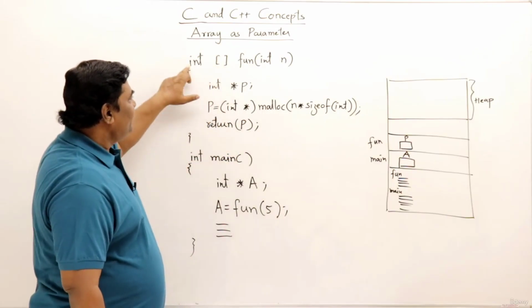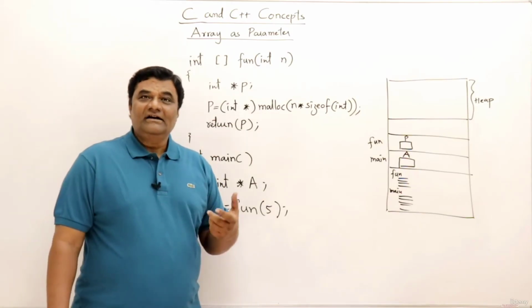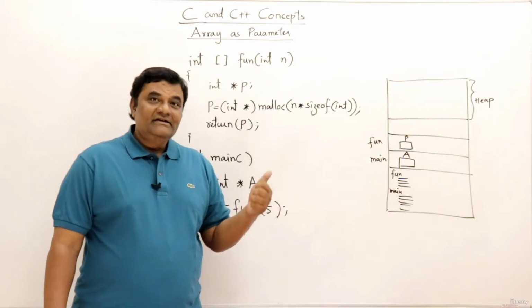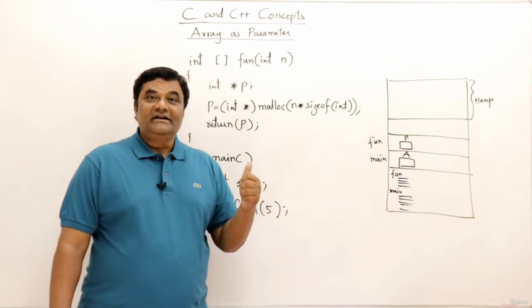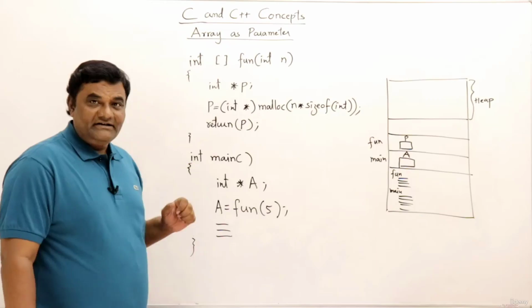It is returning a pointer. So what is the return type? Int square brackets. The square bracket resembles an array, so it means it is returning an array. Yes, the function is returning an array. And if we see the working, let us look at the working now.